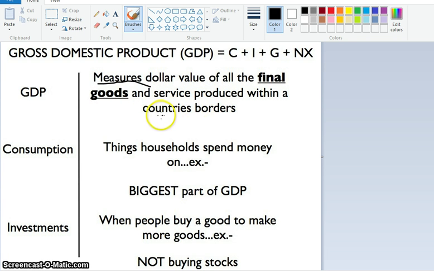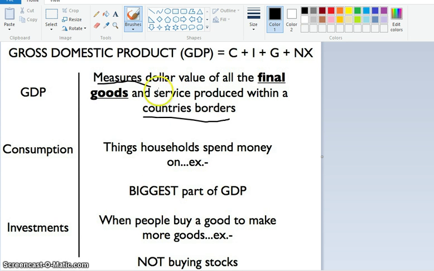And the other thing is that these services, these goods, have to be produced within a country's borders. So just because, for example, we buy a shirt in America, if it says it is made in China, well, that is a good that does not count towards the United States GDP. In fact, it kind of brings our GDP down, as you'll see in a second. It counts towards China's GDP. So it depends where that good is produced as to whose GDP it's counted towards.